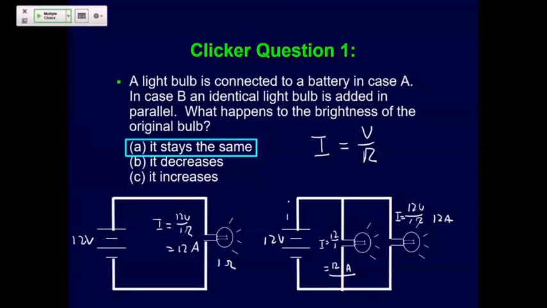And so what does that mean? That means the battery now is sending out a total of 24 amps, where before it was sending out a total of 12 amps. And what happens is at this junction, 12 amps goes this way, and 12 amps goes that way. So in order for that light bulb to stay the same, something had to change, and what's changing is that battery is sending out more power. It's working harder to do this.